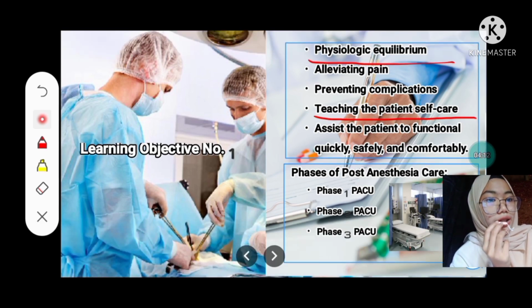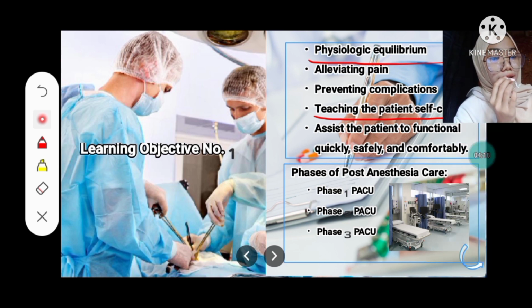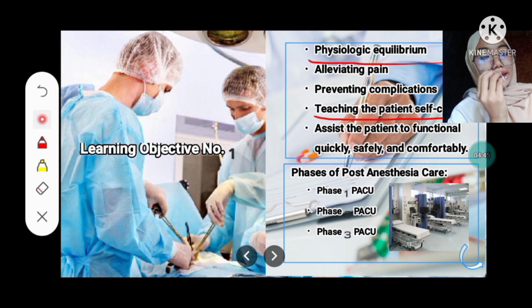Okay, so we move on to the phases of post-anesthesia care. We have phase 1 PACU, phase 2 PACU, and phase 3. So let's start from phase 1 PACU. It focuses on maintaining ventilation and circulation, monitoring oxygenation and level of consciousness, preventing shock or hypovolemia, and managing pain. Then the nurse assesses and documents respiratory, circulatory, and neurologic function frequently.